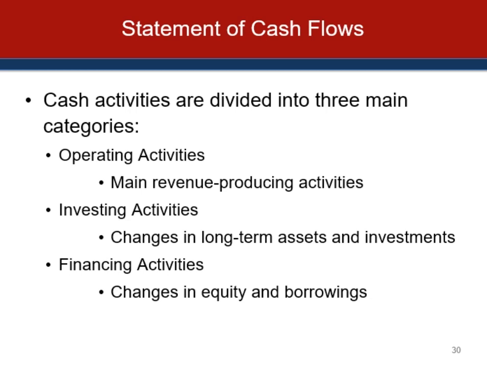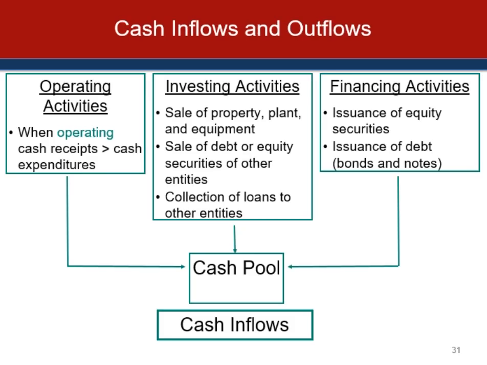Another one would be an acquisition of property through direct issuance of shares or through exchange for another property. Cash wouldn't change hands, so it wouldn't show up on the face of the cash flow statement, but it would be disclosed separately in a note to the financial statements. So a quick summary of the cash inflows and outflows related to the statement of cash flows are shown below. So if the operating cash receipts are greater than the cash expenditures, that increases the amount of cash. Investing activities, the sale of property, plant, and equipment, the sale of debt or equity, or the collection of loans, would increase the cash, so those are cash inflows. Financing activities would include issuance of equity securities for cash, or the issuance of debt, bonds, and notes. All of those things would increase cash, and of course the opposite would decrease cash.